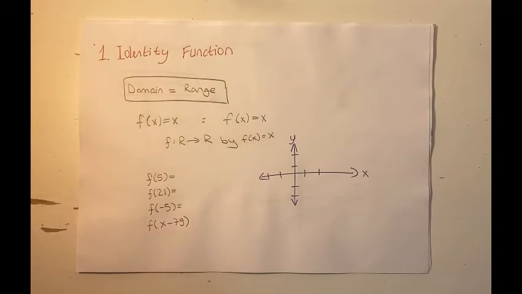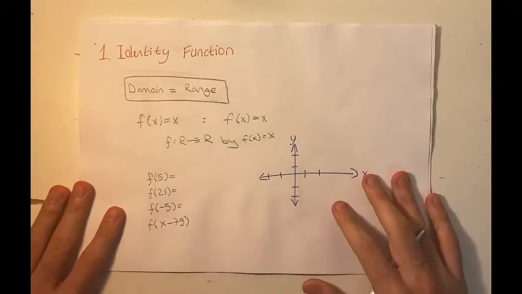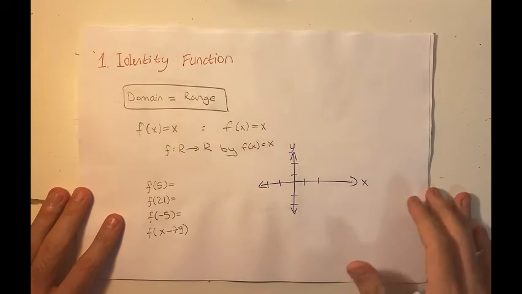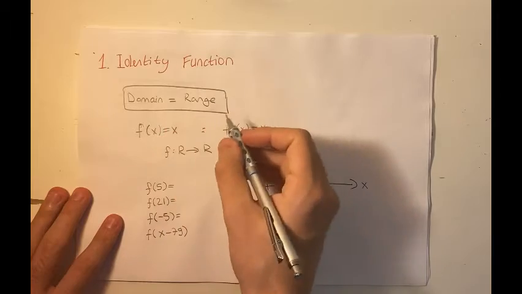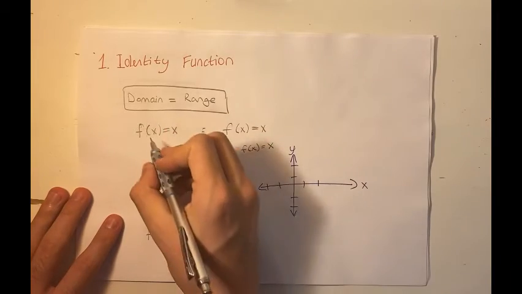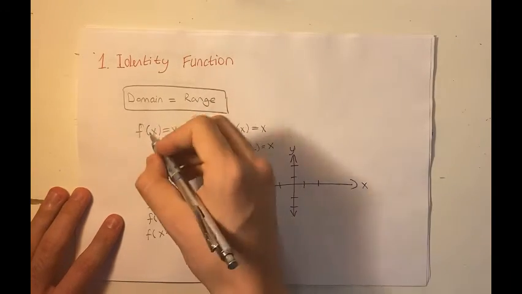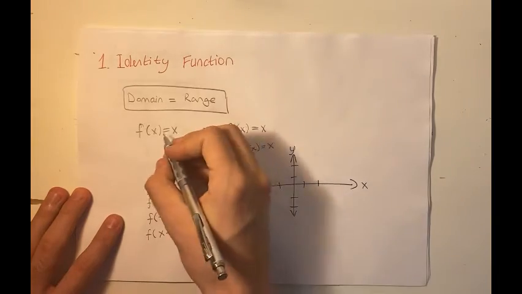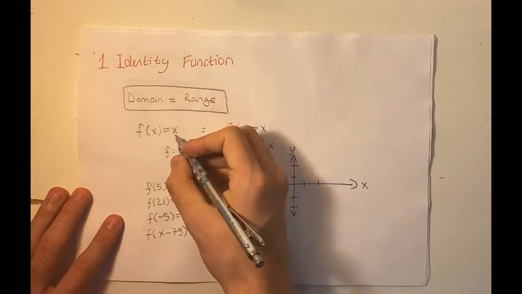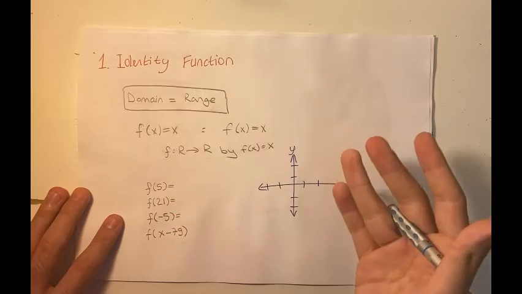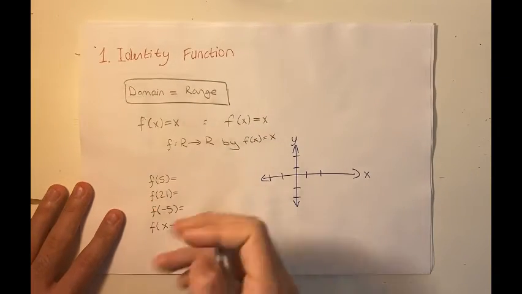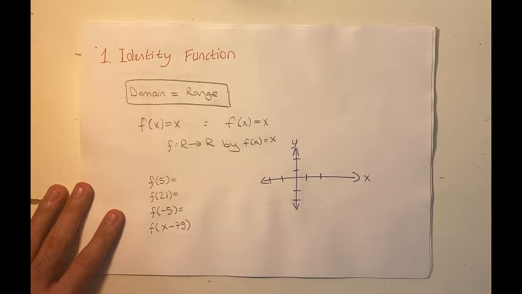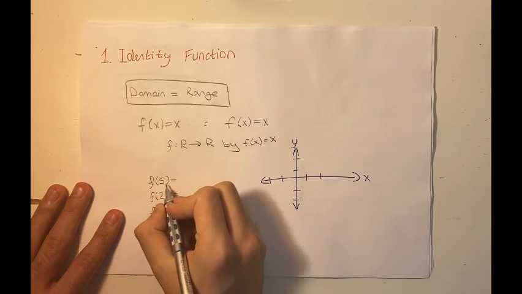Let's continue. Identity function. What is an identity function? Identity function is a very simple and easy thing. It means domain is equal to the range. Anything that you put in as an input, the output will be equal to the input. To show it, let's solve some examples, exercises.